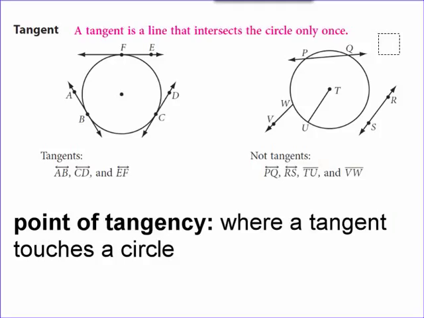And then we have the point of tangency. The point of tangency is where a tangent actually touches the circle. So the point of tangency here will be right there at C, at B, and at F. And we call those tangent points.